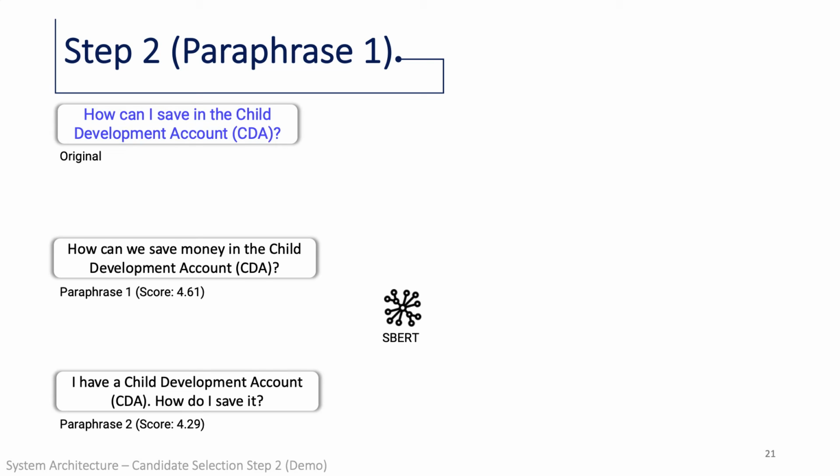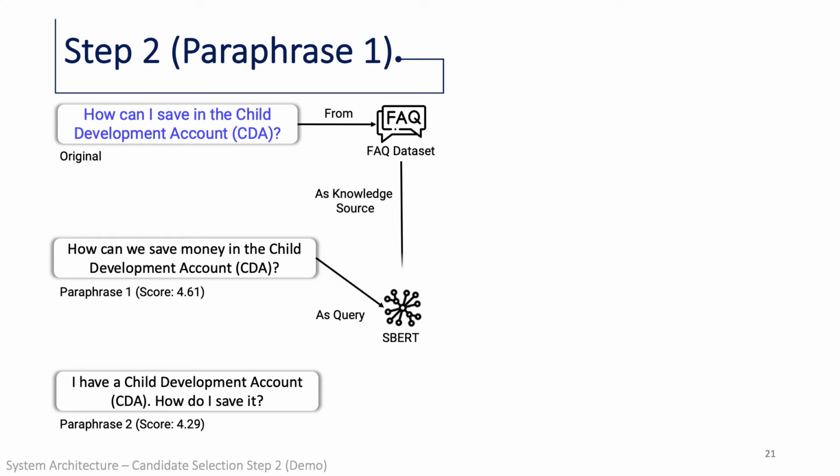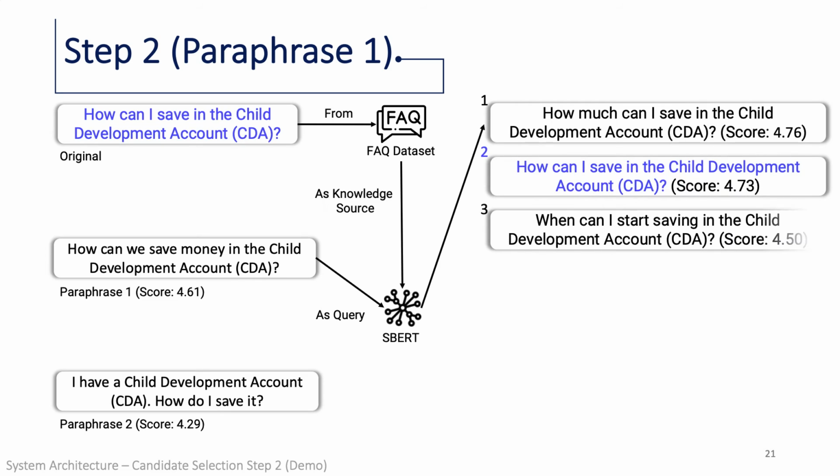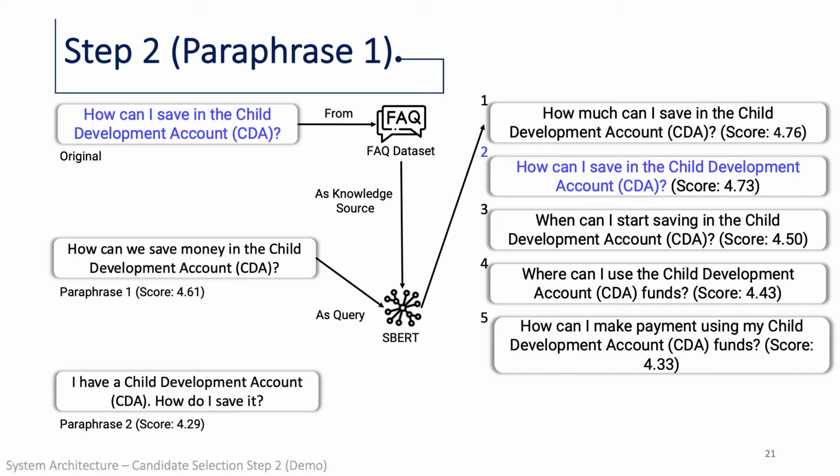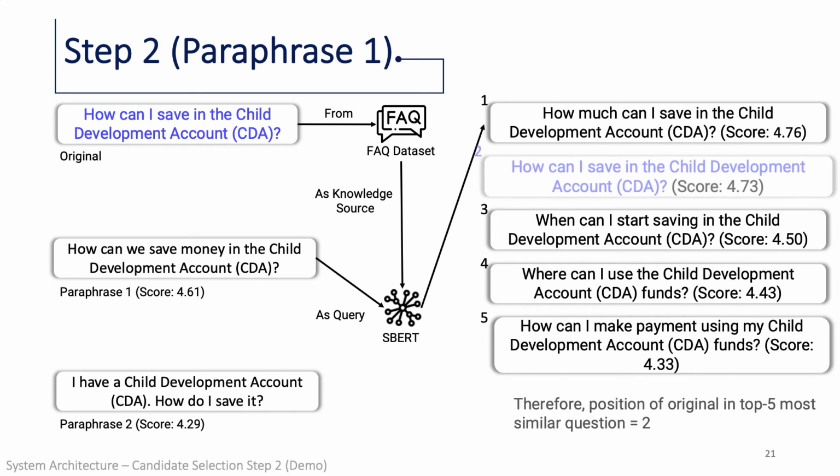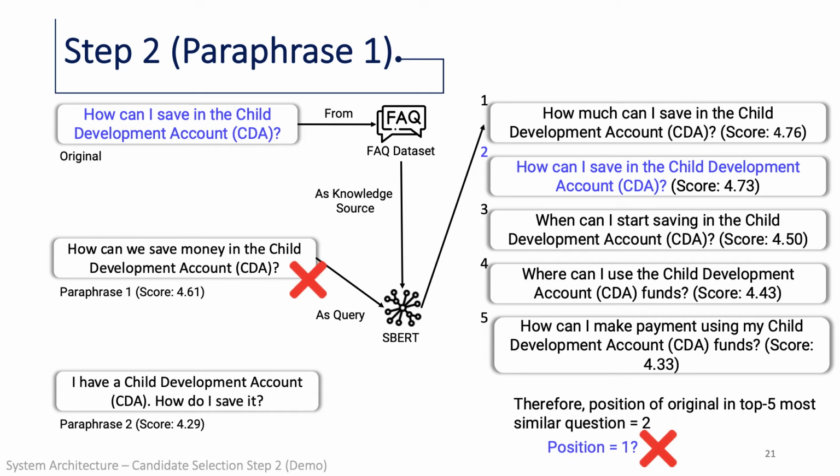For the demonstration of step 2, I will use paraphrase 1 and 2 as an example, and both paraphrases are generated from the original question shown above. This original question is from the FAQ dataset. Now, using the same expert model from step 1, we submit paraphrase 1 as a query and the FAQ dataset as a knowledge source to find the top 5 most similar questions from the FAQ dataset. As you can see, in this case, the position of the original question is second place. Therefore, position is 2. As the position is not 1, paraphrase 1 is rejected as it is not the most similar to its original.